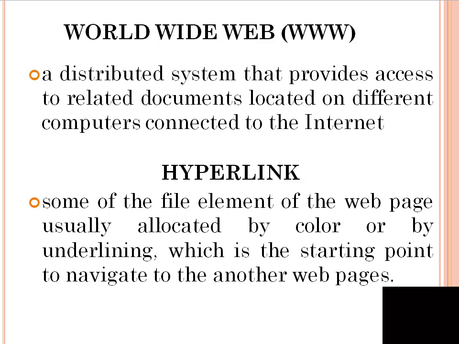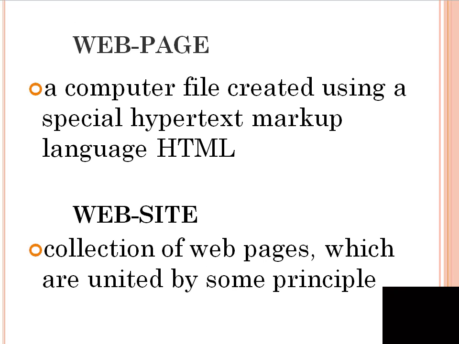The World Wide Web is a distributed system that provides access to related documents located on different computers connected to the Internet. A hyperlink is an element of a web page, usually highlighted by color or underlining, which is the starting point to navigate to other web pages. At the next presentation you can see about the web page, a computer file created using a special hypertext markup language, HTML. A website is a collection of web pages which are united by some principle.